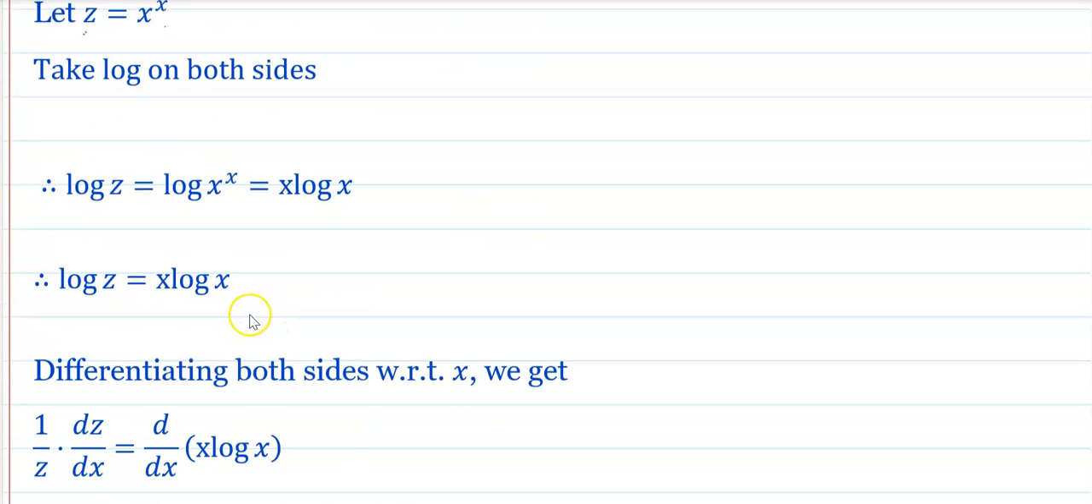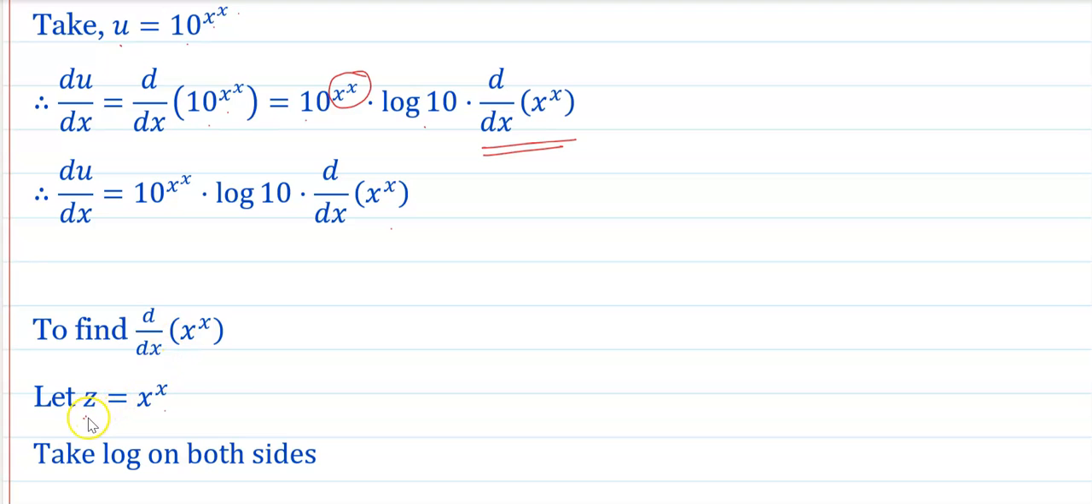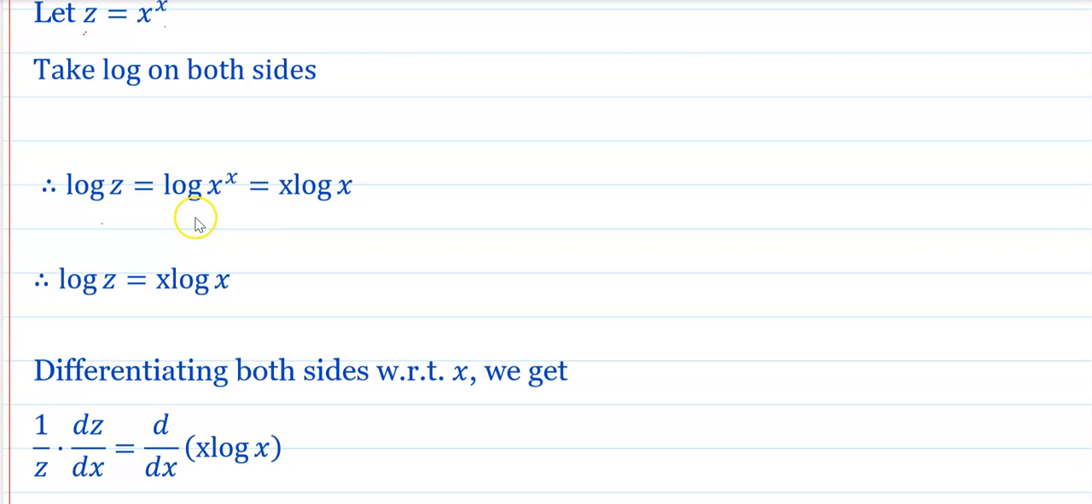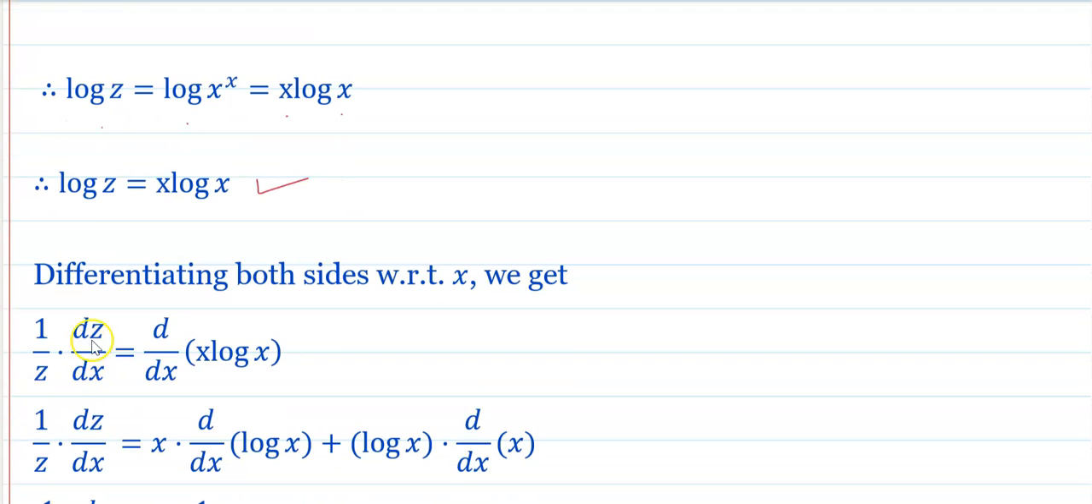पण तो आपल्याला इथे पुन्हा एकदा आपण इथे सॉल्व करूया. Z is equals to x raised to x. Take log on both sides. Log of z is equals to log of x raised to x means what? X times log x. म्हणजेच काय log of z is equals to x log x. Differentiating both sides with respect to x. Derivative of log of z is 1 upon z. dz by dx is equals to ddx of x log x.